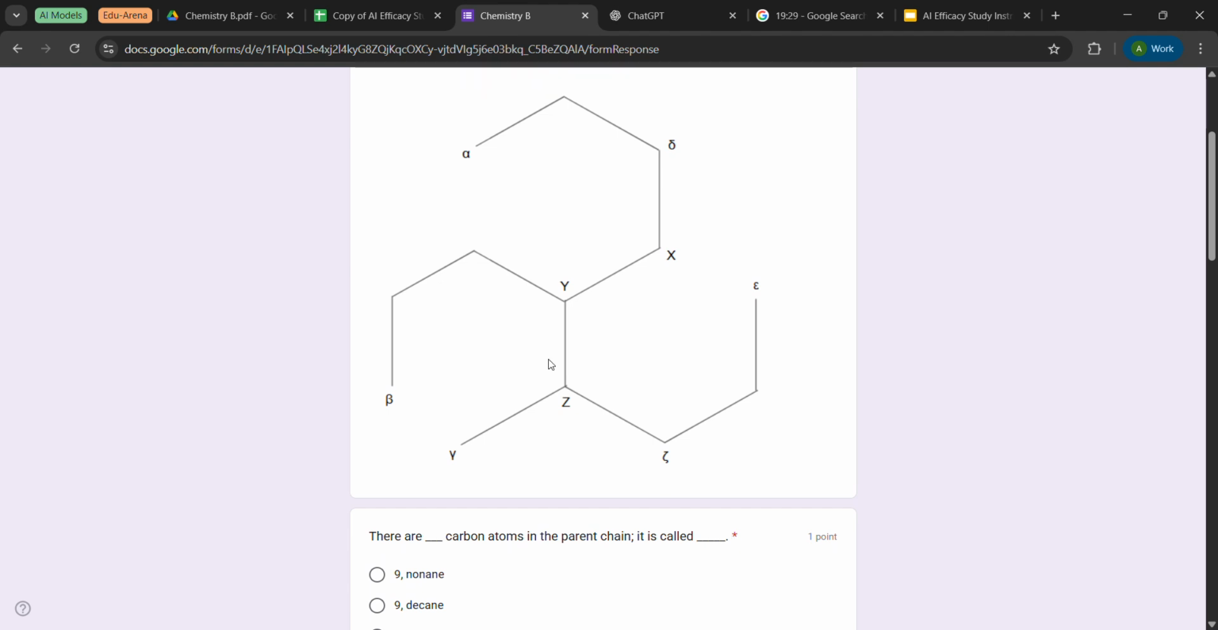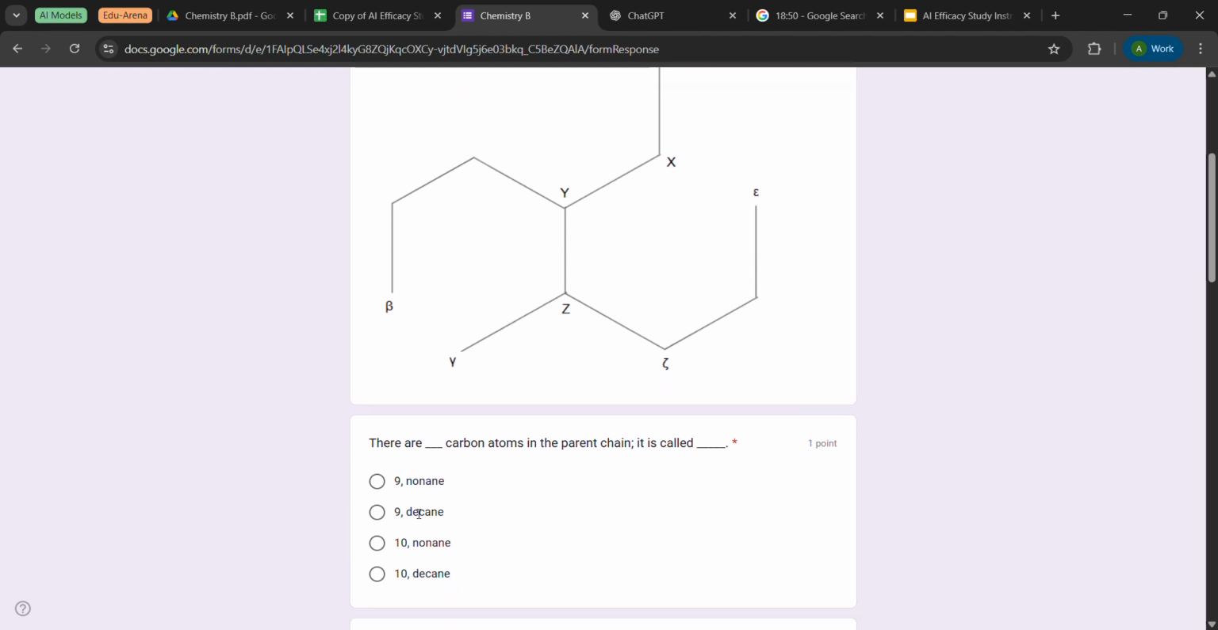So if I remember correctly, the parent chain is the chain having the most number of carbon atoms. So if I just count 1, 2, 3, 4, 5, 6, 7, 8, 9, I can count 9. Another path gives 8, again 8, again 8. Okay, so I can count 9. So there are 9 carbon atoms.